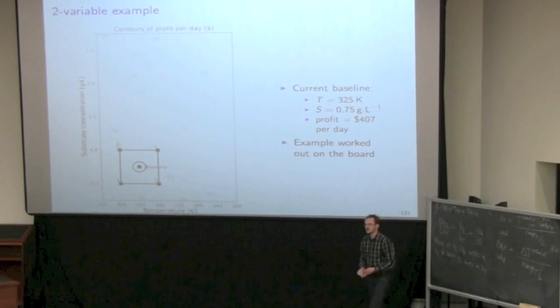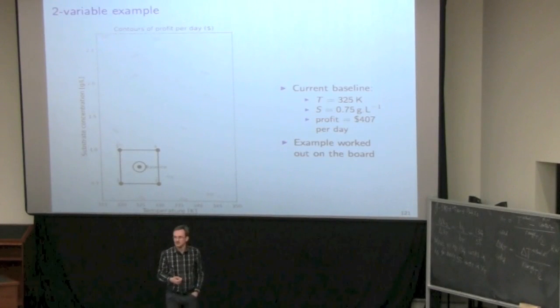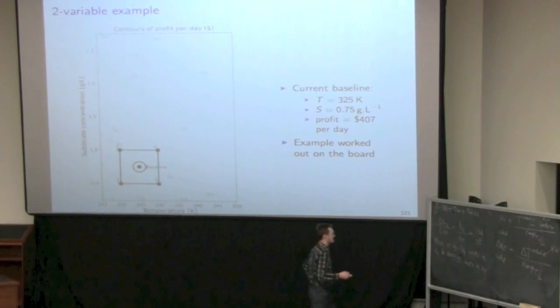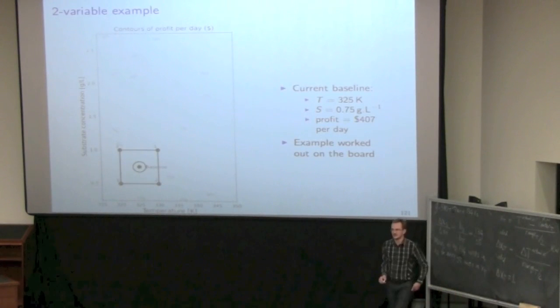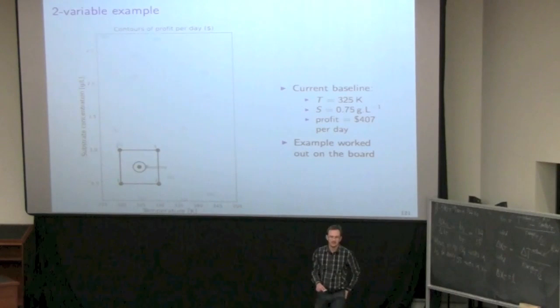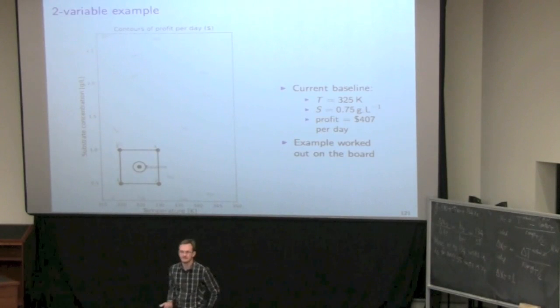So what does a 1 unit change in XT correspond to in this example? Delta XT equals 1. What does that imply in real world units? How many Kelvin in real world units does that mean?